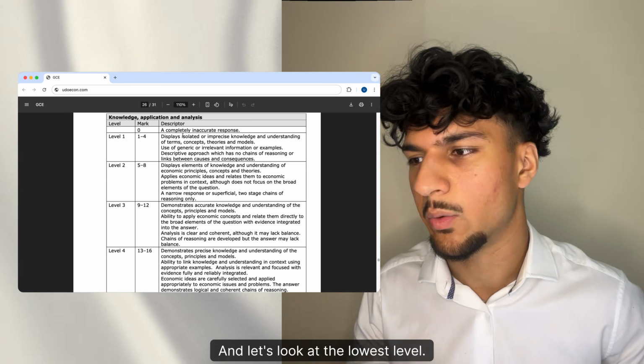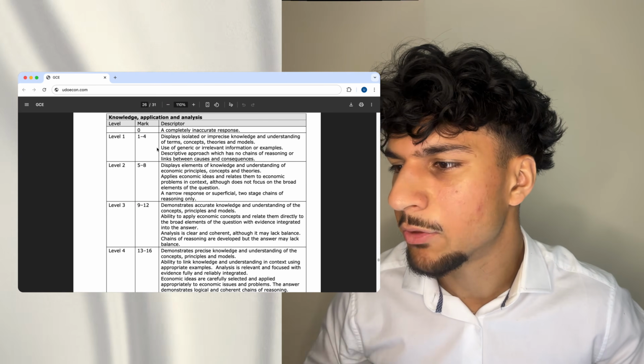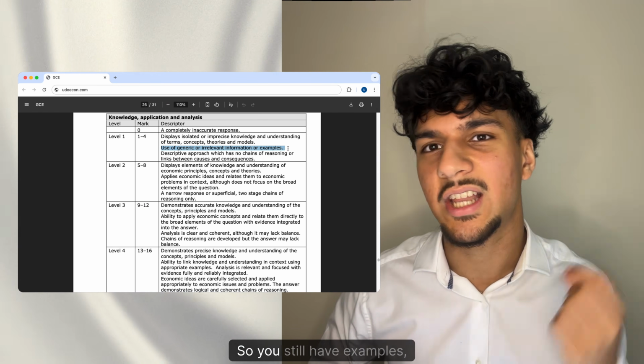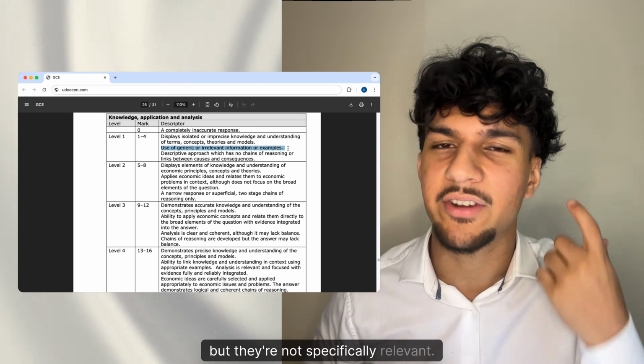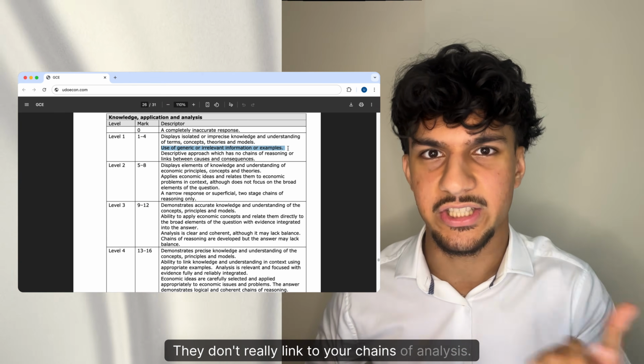And let's look at the lowest level. Well, the lowest level is having absolutely nothing. But the first level, so level 1, is use of generic or irrelevant information or examples. So you still have examples, but they're not specifically relevant. They don't actually prove anything. They don't really link to your chains of analysis.